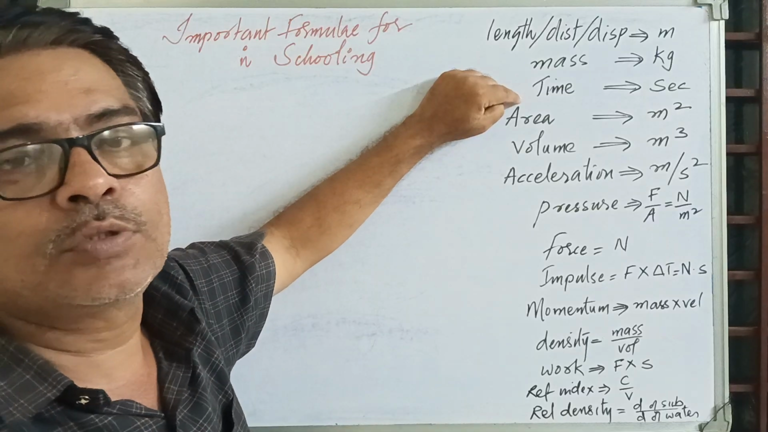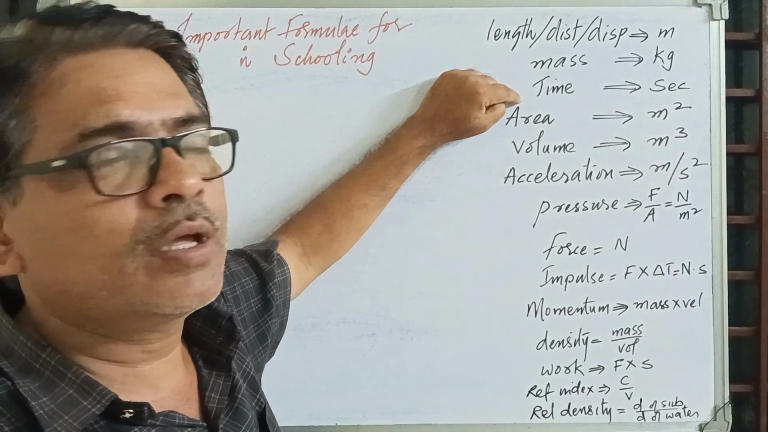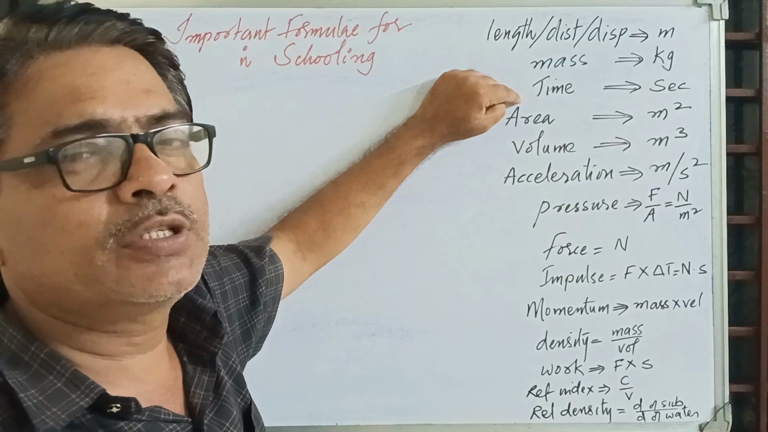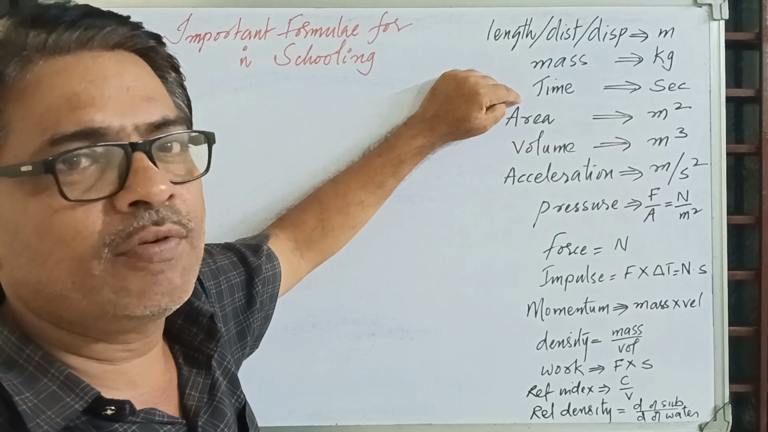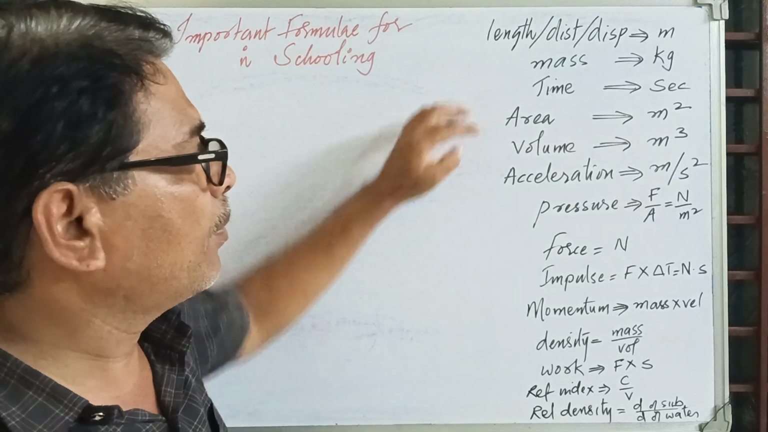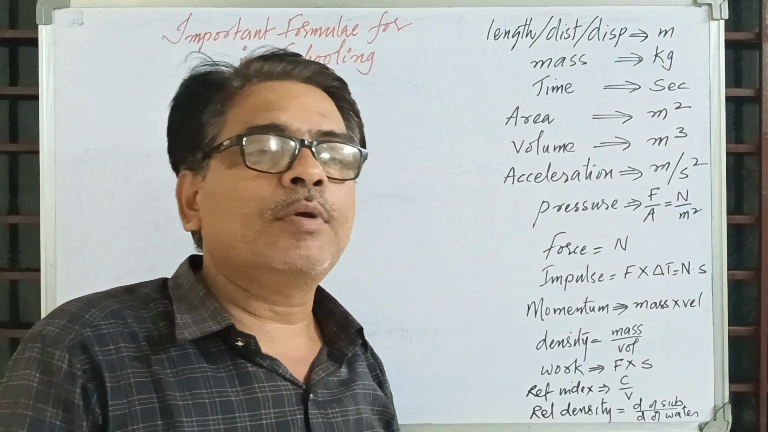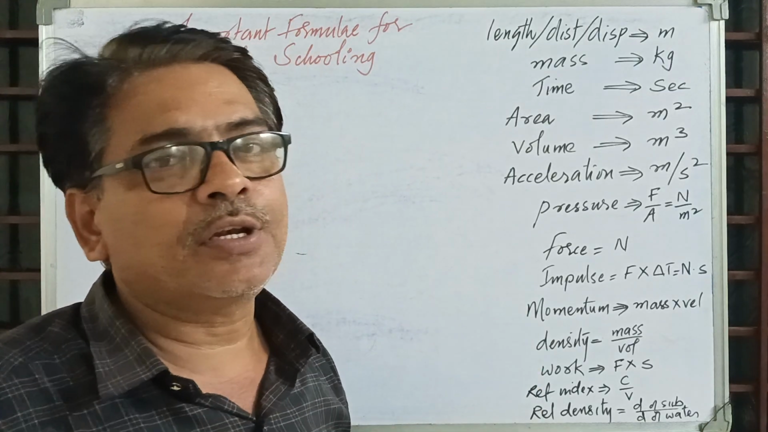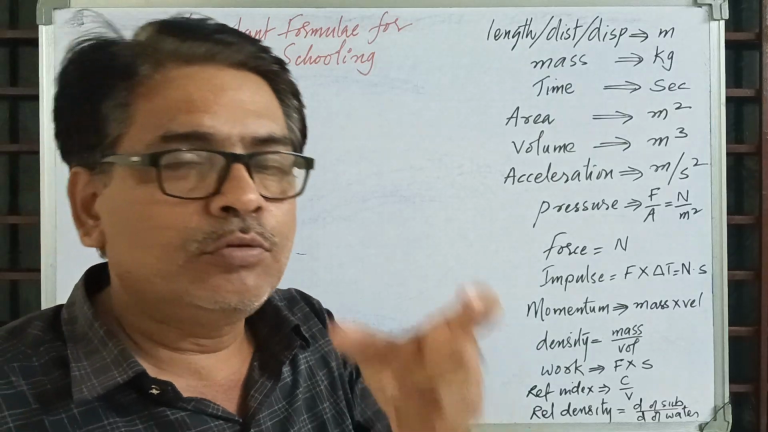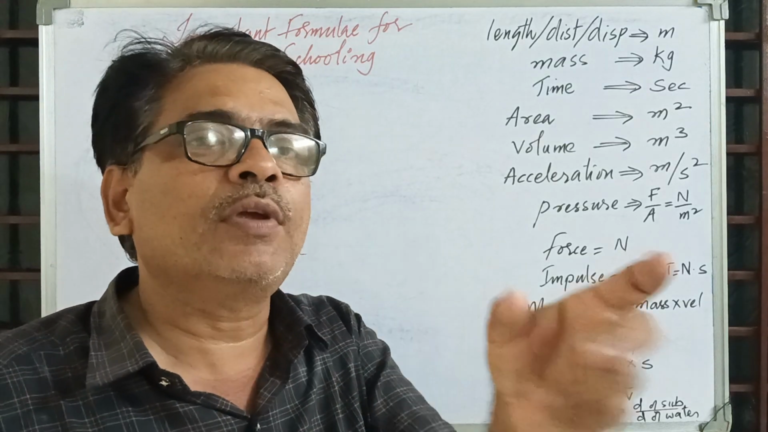Time, most probably always time. It is found in velocity, speed, acceleration. Everywhere you will find time, and you will find area. When you want to calculate pressure, it is force per unit area, so you should know what the actual unit of area is.